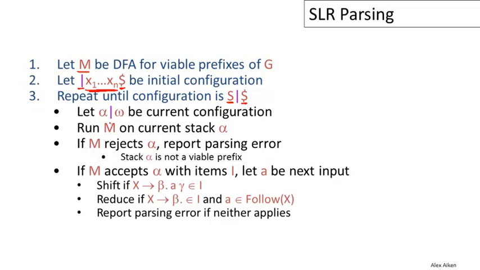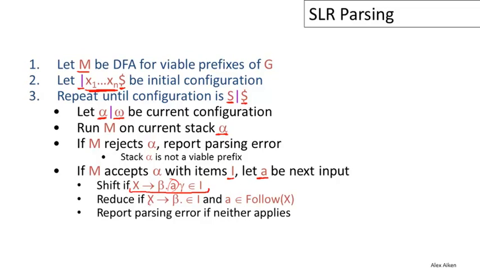So an intermediate configuration will be written as alpha vertical bar omega, where alpha is the contents of the stack and omega is the remaining input. And what we're going to do is run M, run the machine on the current stack alpha. And if M rejects alpha, if M says that alpha is not a viable prefix, then we're going to report a parsing error. We're going to stop right there. Now, if M accepts alpha, and it ends in a state with items I, then we're going to look at the next input, call that a, and what are we going to do? Well, we're going to shift if there is an item in I that says it would be okay to see the terminal a next. Okay, so that's just our shift move.